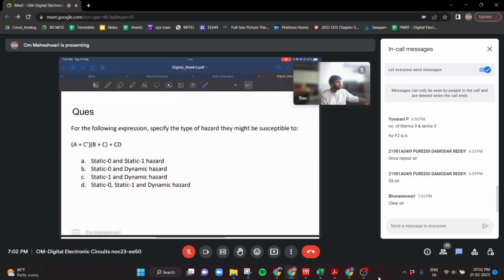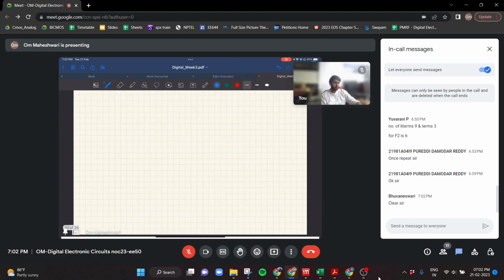For the following expression, specify the type of hazard that it may be susceptible to. Okay, so we have three types of hazards that are written here: static zero, static one, and dynamic hazard. So if you see what is a static zero hazard, let me just read through it.